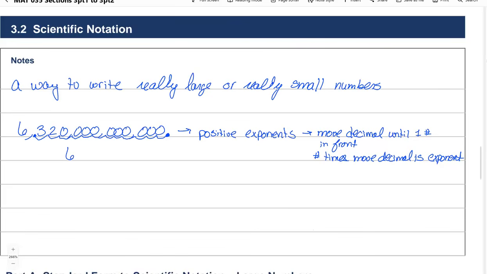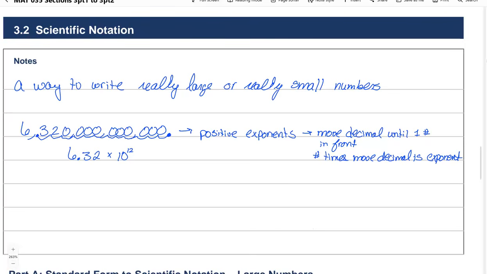So I'm going to write this, and I'm going to keep all those decimal places. This is 6.32. And there's always going to be times 10 to some power. Because I moved that decimal 12 times, my power is going to be 12. So this is 6.32 times 10 to the 12.